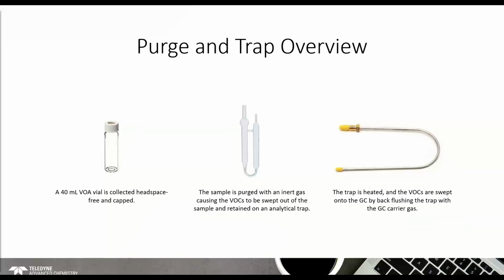So what is purge and trap? First, a measured amount of sample is placed in a 40 milliliter VOA vial. Then the sample is purged with an inert gas, which strips the VOCs out of the sample and deposits them onto an analytical trap. Upon desorb, the trap is heated and the VOCs are swept onto the GC column by backflushing the trap with an inert gas. The purge gas used in this demonstration was nitrogen.